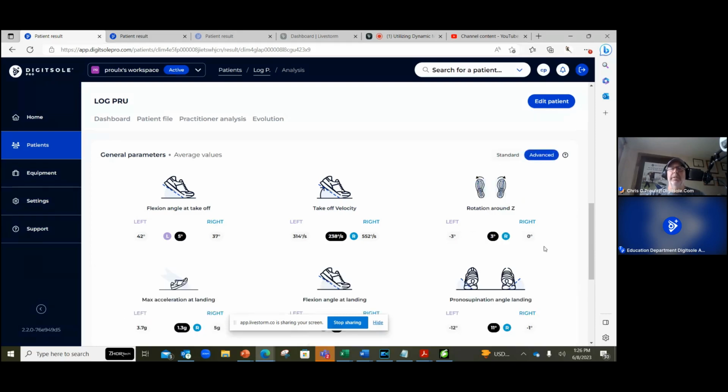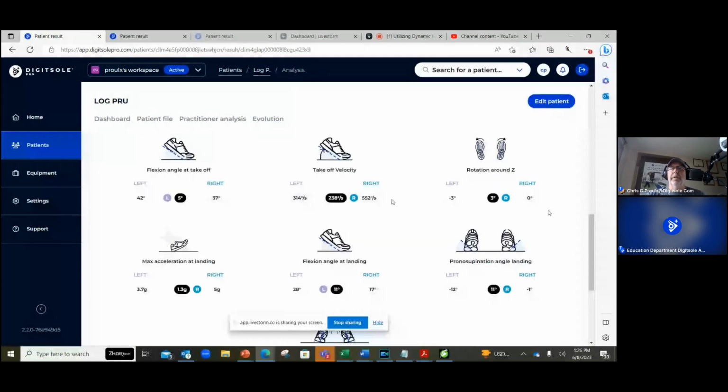So I click on advanced and we get a few more characteristics. Rotation around z-axis.